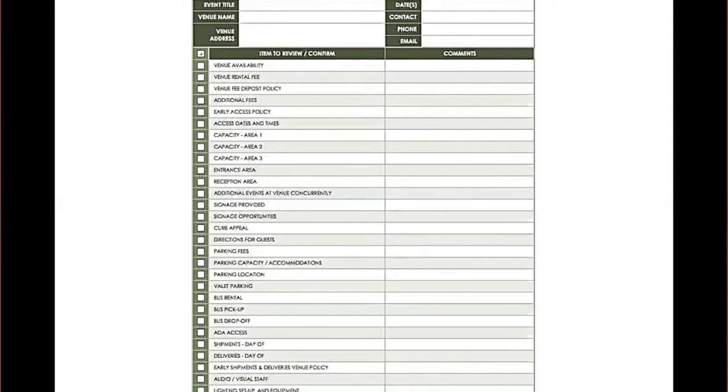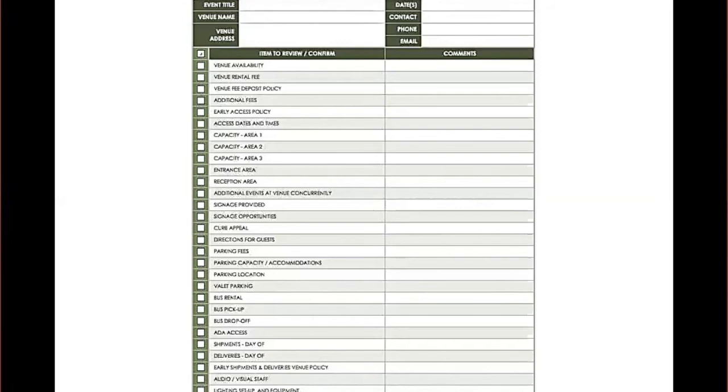And sometimes they will not provide the signage, but you will also need to know if they will give you the opportunity to provide your own. Because some venues may not provide you with signage, and they too will not allow you to put some up. So that is also another thing that should appear on your checklist. Then they have directions for guests, parking fees. Even though you are using the premises and you have rented it, they can decide to charge you extra for parking, right? All these things have to be on your list.